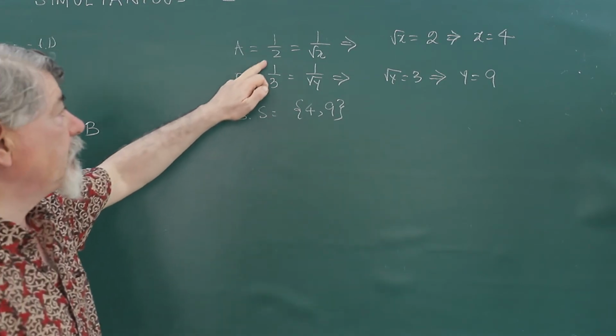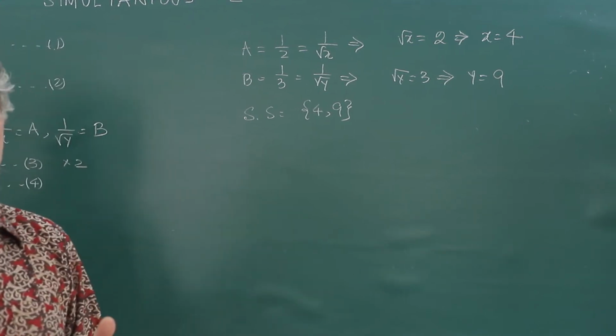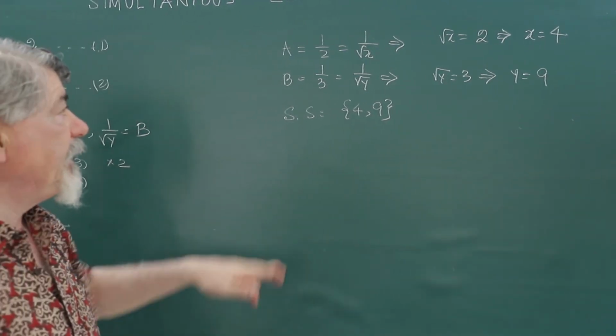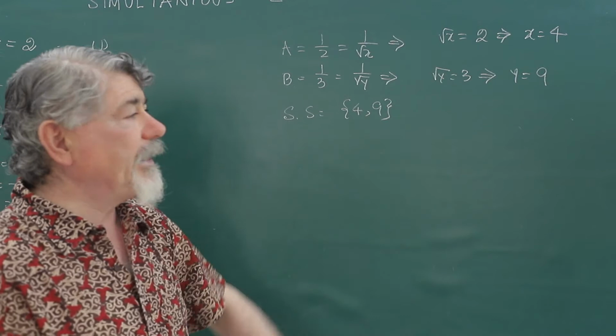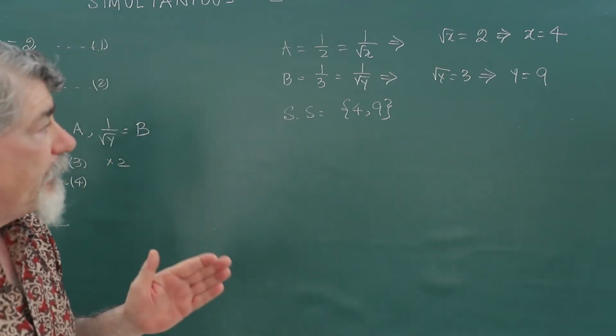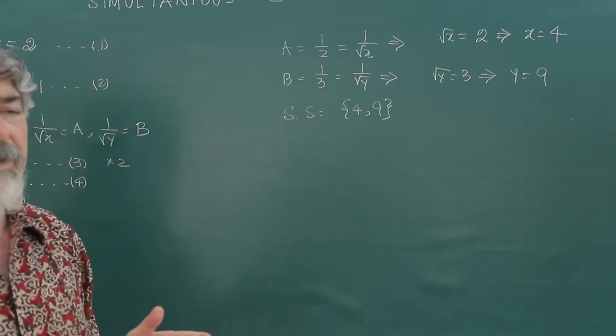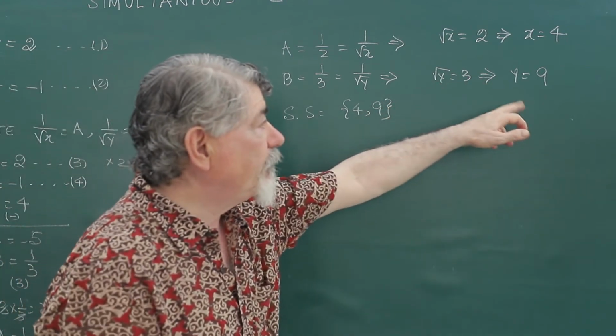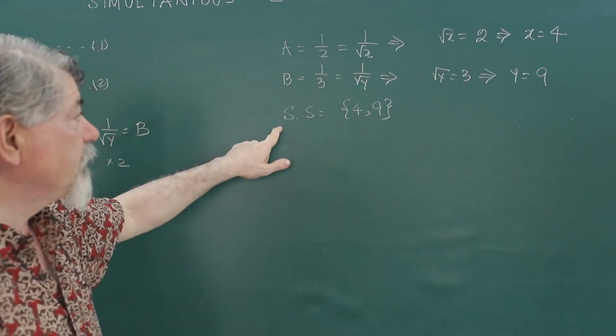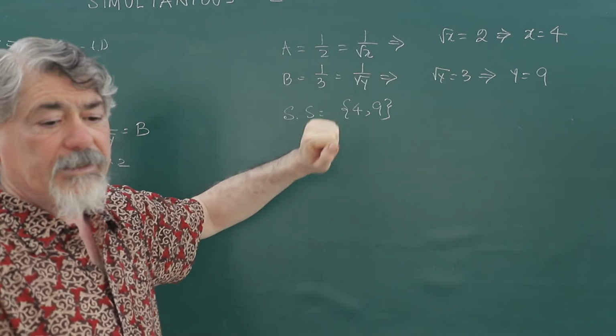Similarly, b was calculated to be 1 upon 3. It was assumed to be 1 upon root y. So that means root y is equal to 3. And again we square to remove the square root, and we get y is equal to 9. So the solution set is 4 and 9.